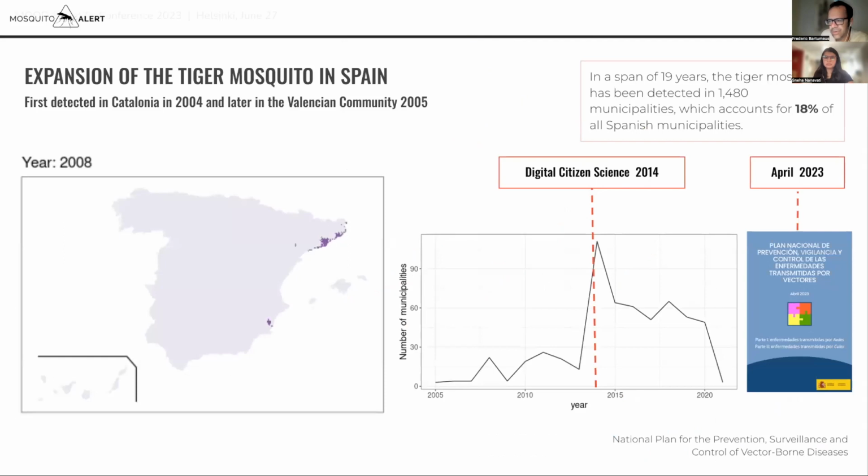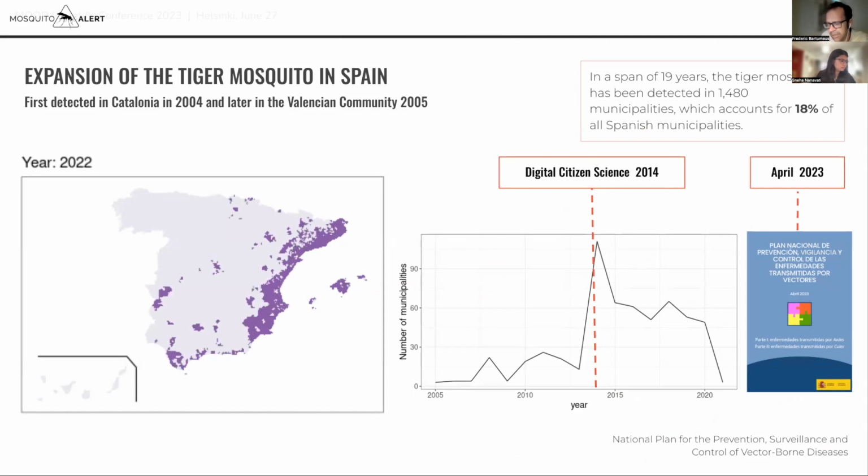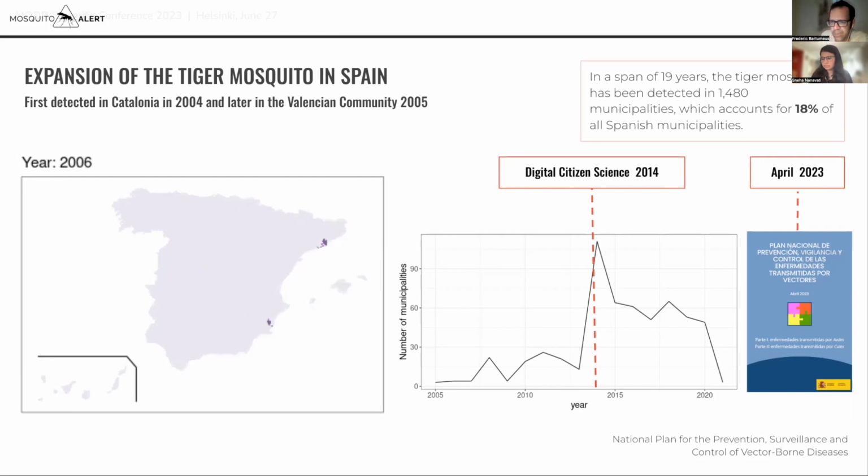This is a visualization of the invasive process of one of the species that we're looking at, which is the tiger mosquito in Spain. And this map is a combination of traditional source data, the standard trapping data, which is slow, costly, and not really effective in time, and our citizen science data with Mosquito Alert. As you can see, from 2014 onwards, we really increased the number of municipalities where we were detecting this mosquito, thanks to this system.